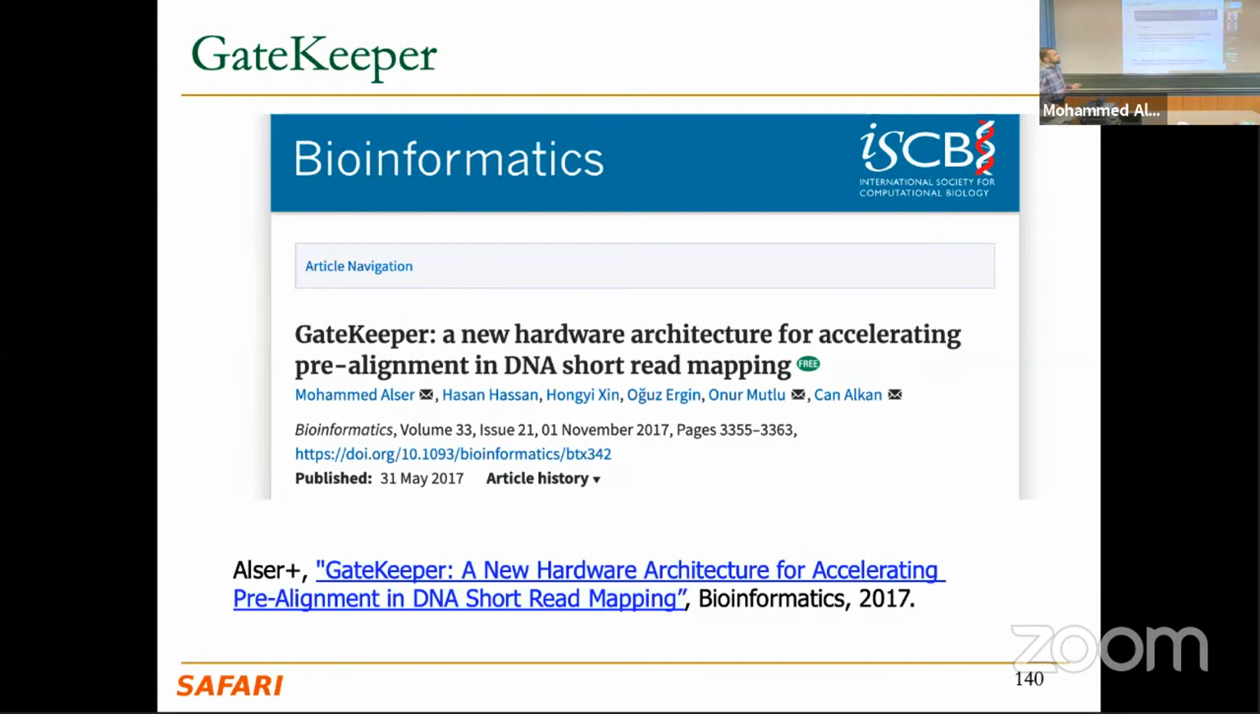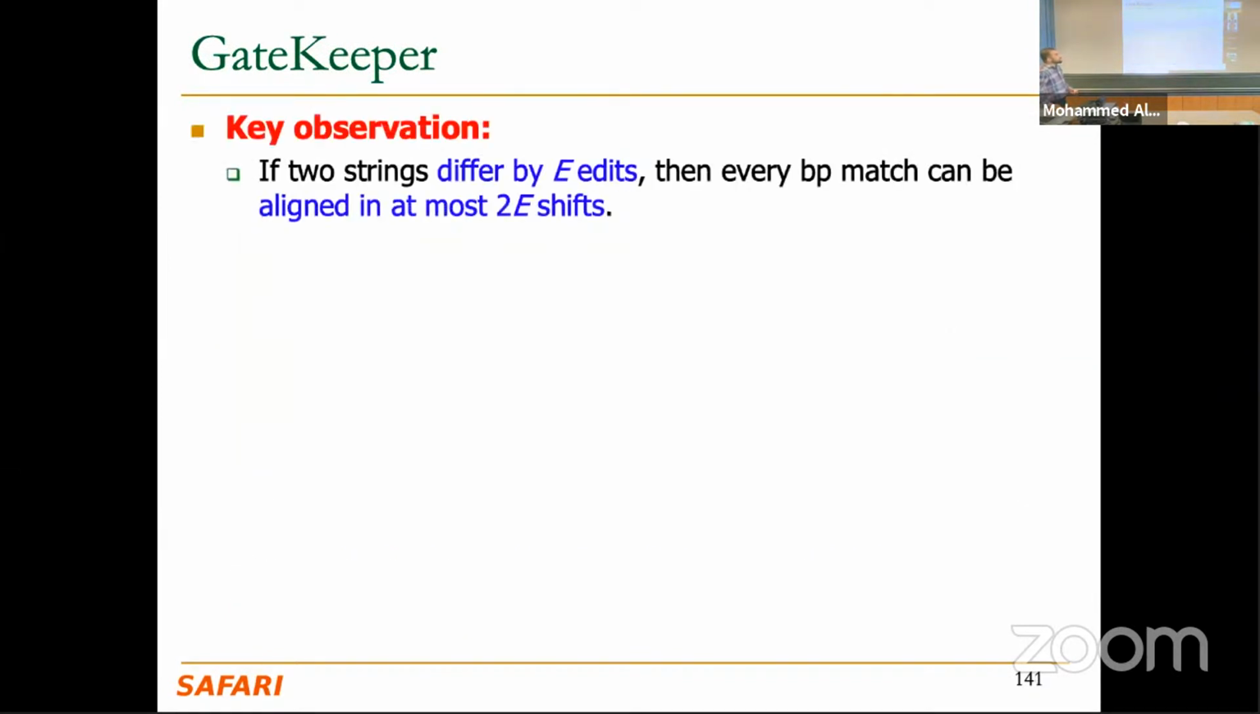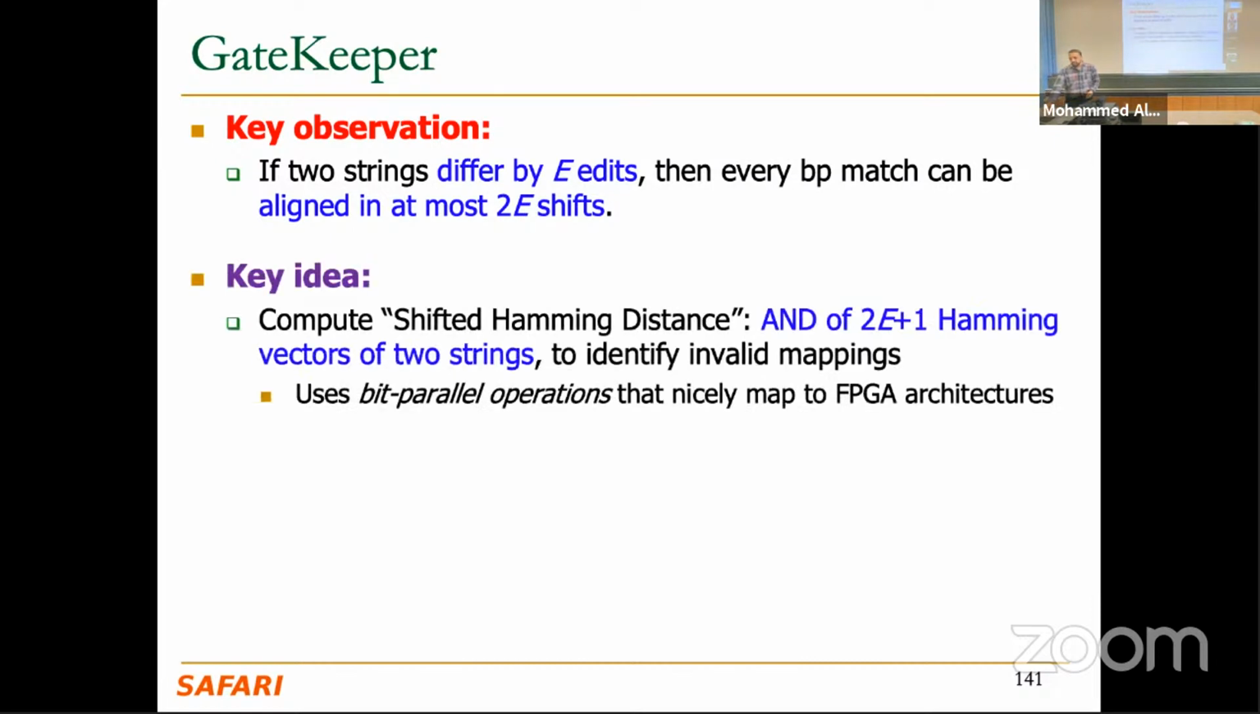This is the first work, GateKeeper, we proposed in 2017. The key observation here is that if two strings differ by E edits, then every character can be aligned in at most 2E shifts. The key idea is to compute the shifted Hamming distance, which is the AND of 2E plus 1 Hamming vectors of the two strings. I have an example to explain that.